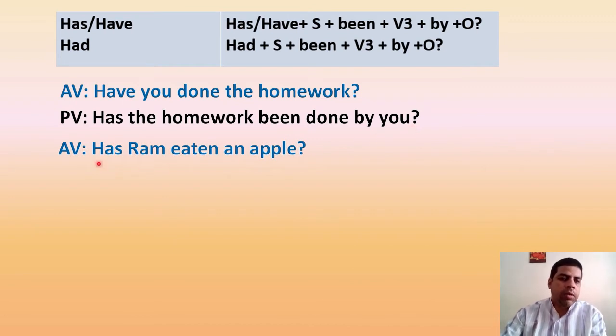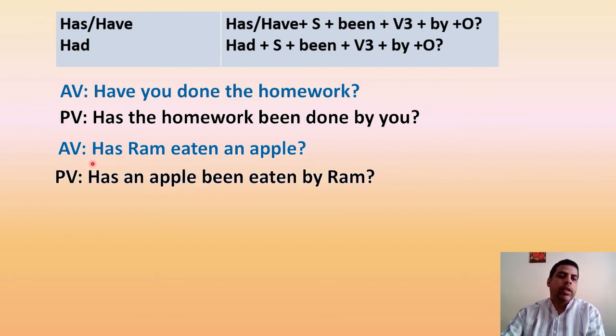Here the question is beginning with has. It does not mean the answer is supposed to begin with same has. It will depend upon what is the object given. An apple is the object, so an apple takes has, not have. So the answer is going to become has an apple been eaten by Ram.